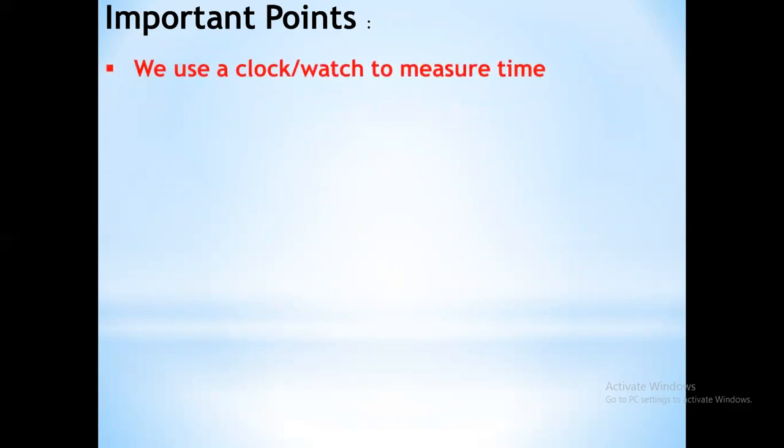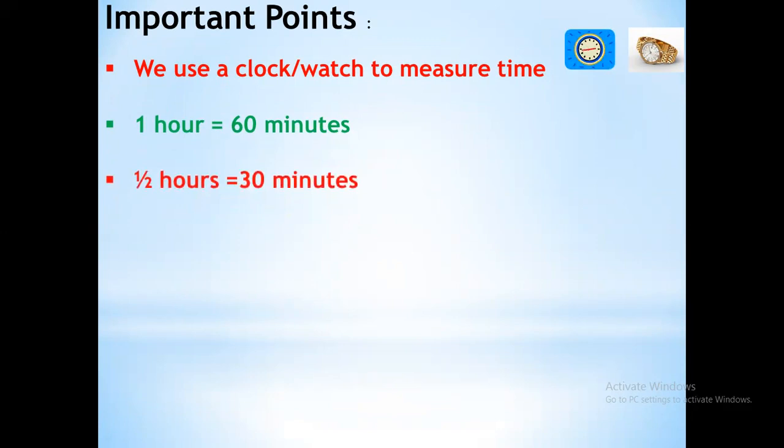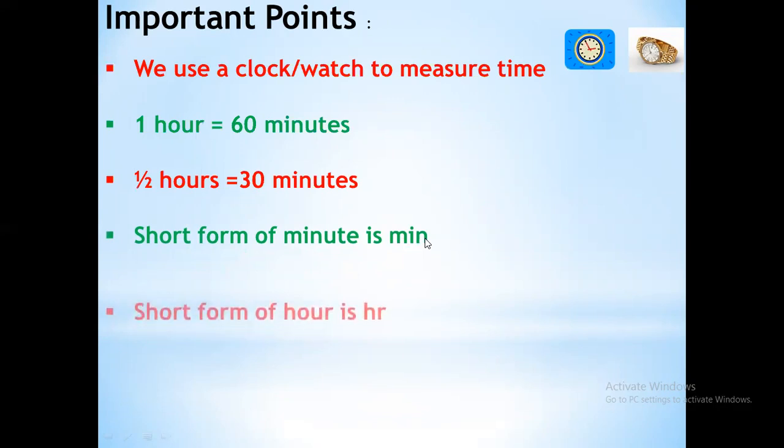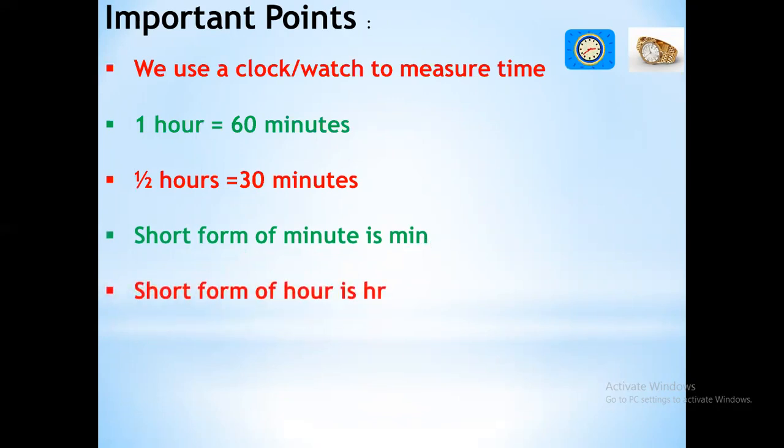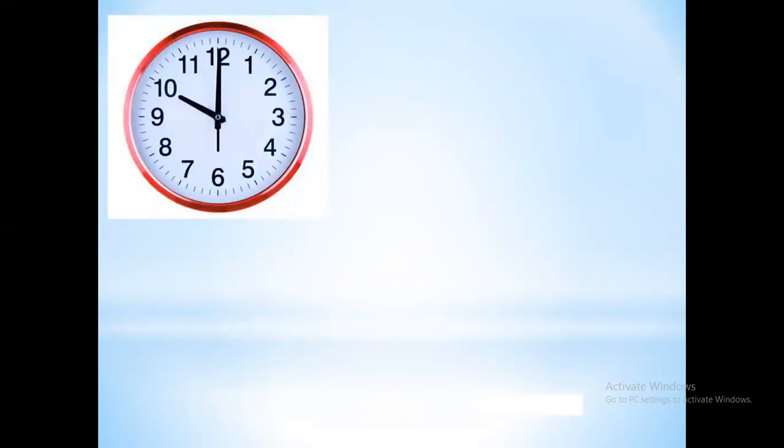As you know, we use a clock or a watch to measure time. And there are 60 minutes in 1 hour. If there are 60 minutes in 1 hour, then half an hour is equal to 30 minutes. The short form of minute is min, and the short form of hour is hr. This is a clock with the numbers from 1 to 12. The longer hand is called the minute hand, and the smaller or shorter hand is called the hour hand.